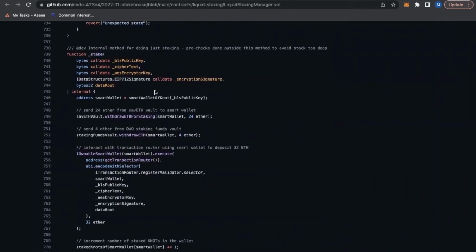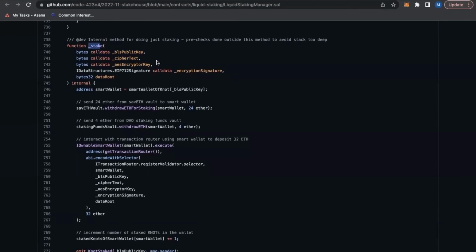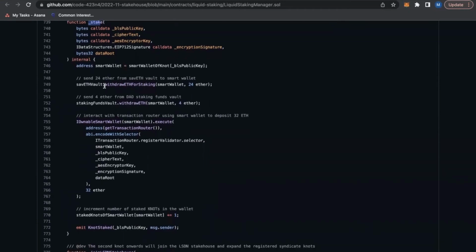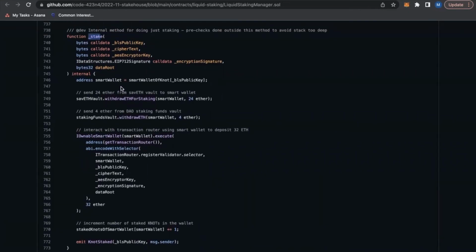Yeah, this is the final journey where the 32 ethers are going to be sent to the Ethereum deposit contract. And yeah, so this underscore stake is an internal function called by the stake method, and then we have the necessary BLS public key, ciphertext, and AES encryptor key, and all this data is from the deposit data and keystore files of the validator. And once this is called, we can see that, okay, this is interesting here.